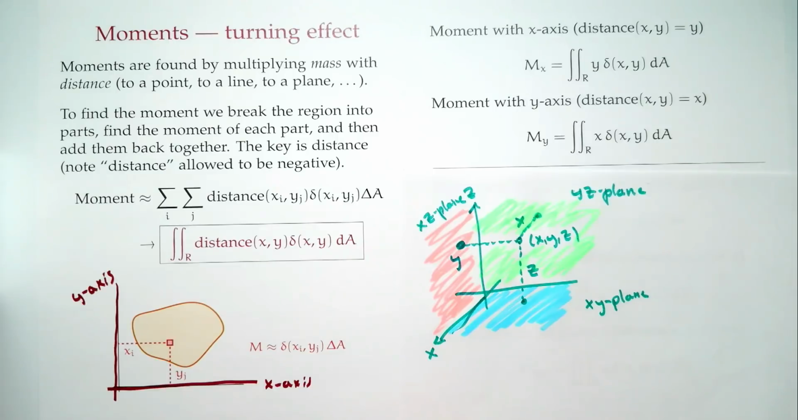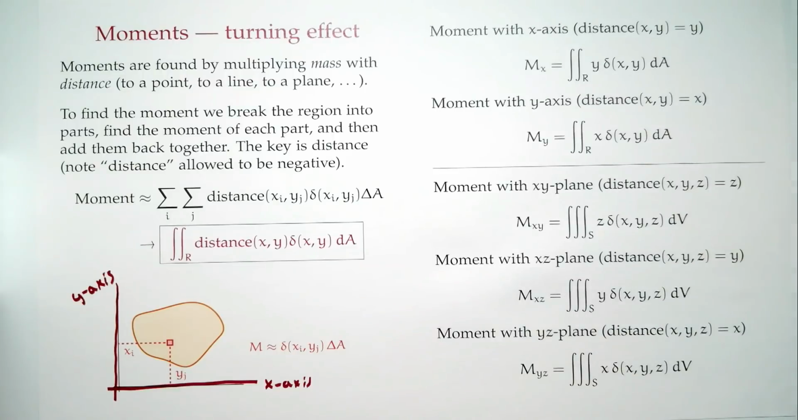All right. Well, now that we understand that, it's easy to talk about the moments. So when we talk about moments in 3 dimensions, we talk about moments with respect to planes. So the xy notation here in the subscript, that's the moment with respect to the xy plane. And if I want to know the formula, I just say, what's the distance? And the answer is, it's z.